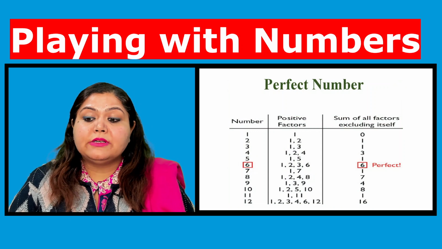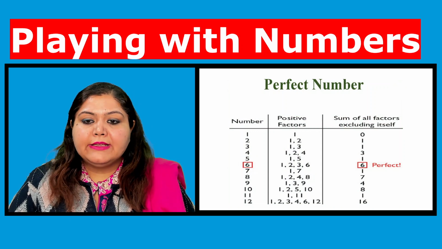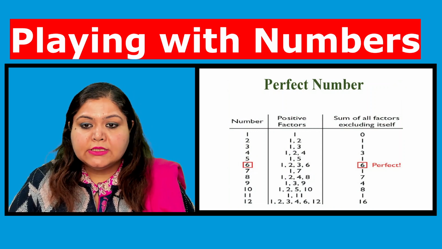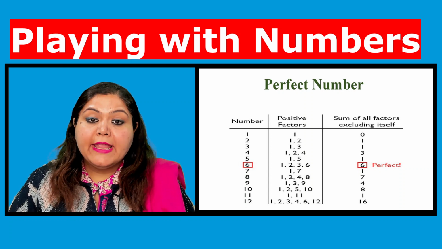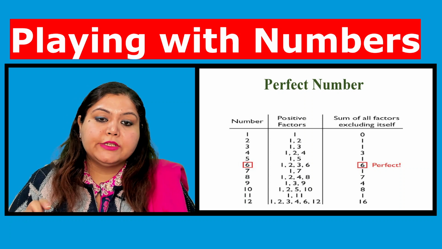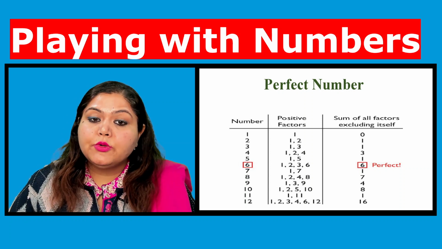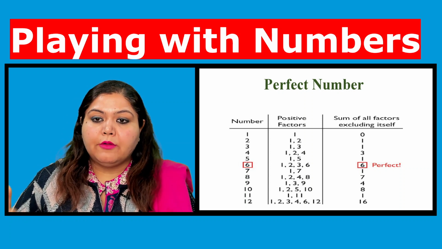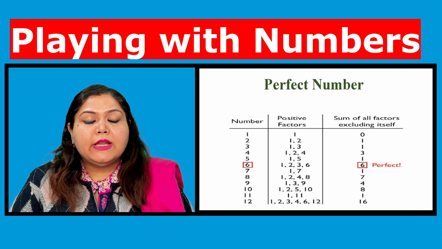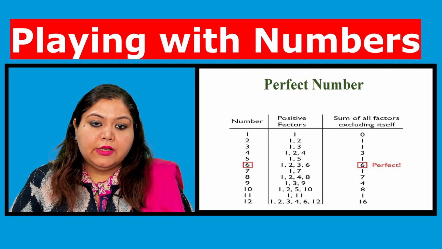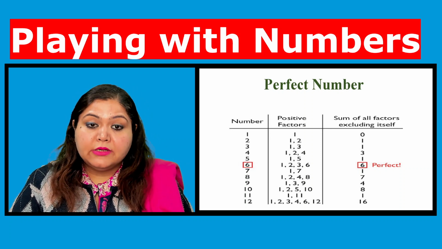Now, what are the perfect numbers? Perfect numbers are those numbers for which, if we add the factors of the number, excluding the number itself, we get the number back. It's important to note we should exclude the number. Like, for example, if we say 3, the factors of 3 are 1 and 3. We need not include the number 3.